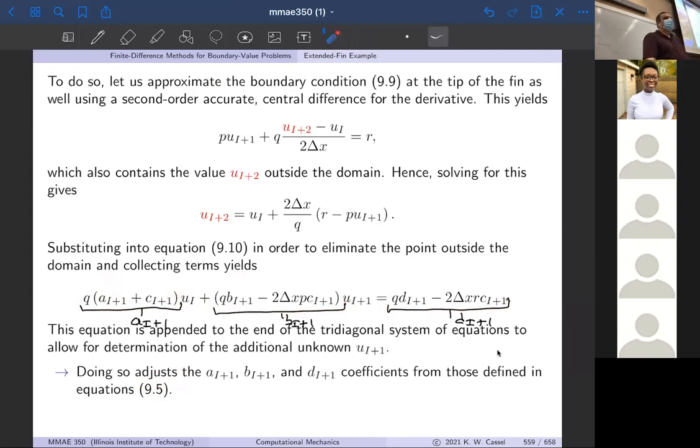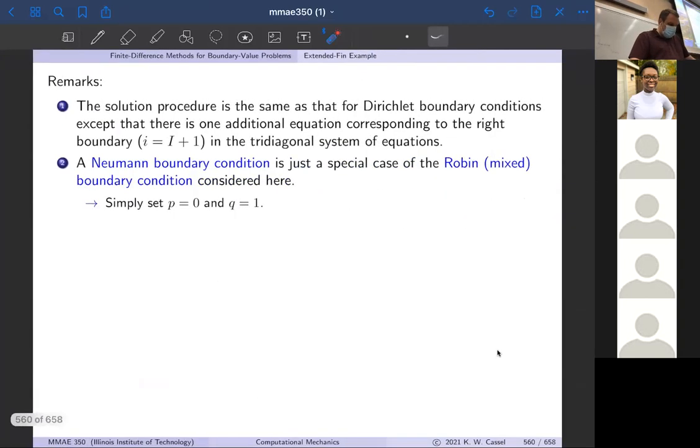And that's it. It's a little bit of tedious algebra, but it's not difficult to actually do. So now this becomes my last equation in my system of linear algebraic equations. It still fits within the tridiagonal system framework that we had previously, so we're good to go.